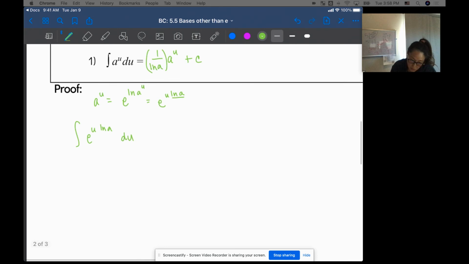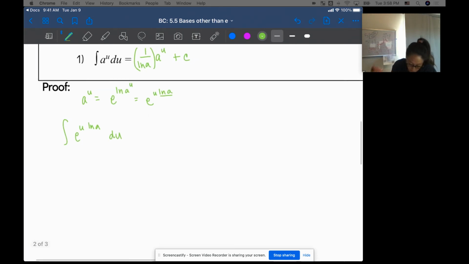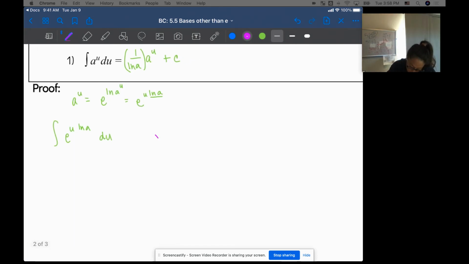Since I already used u, I'm going to make my exponent v. So v is equal to ln of a times u. So dv is equal to ln of a times u prime, which is du. So I get du is equal to dv over the ln of a.